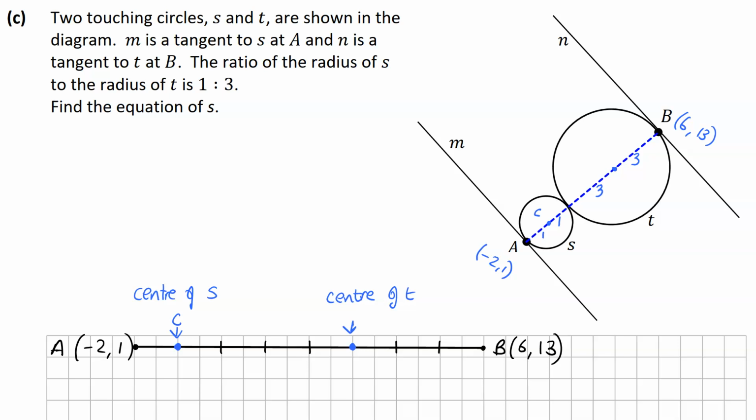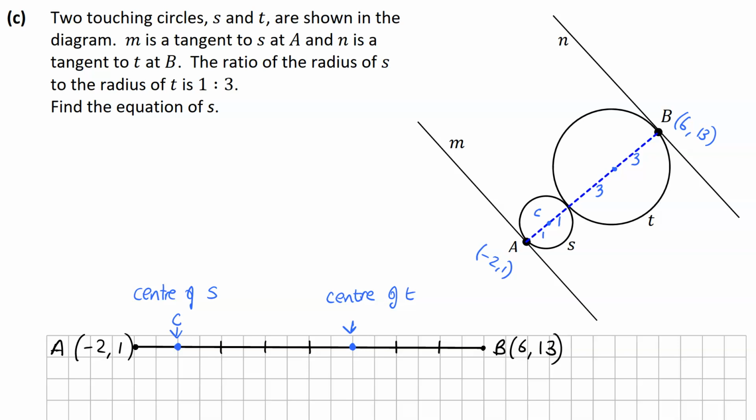Okay, so we're told now here that two circles that are touching, S and T, are shown, and M is the tangent at S and T. So they're the two, M and N, so they're the two lines from the previous section. And we have found our A and our B to be (-2, 1) and (6, 13). They were from the last part.